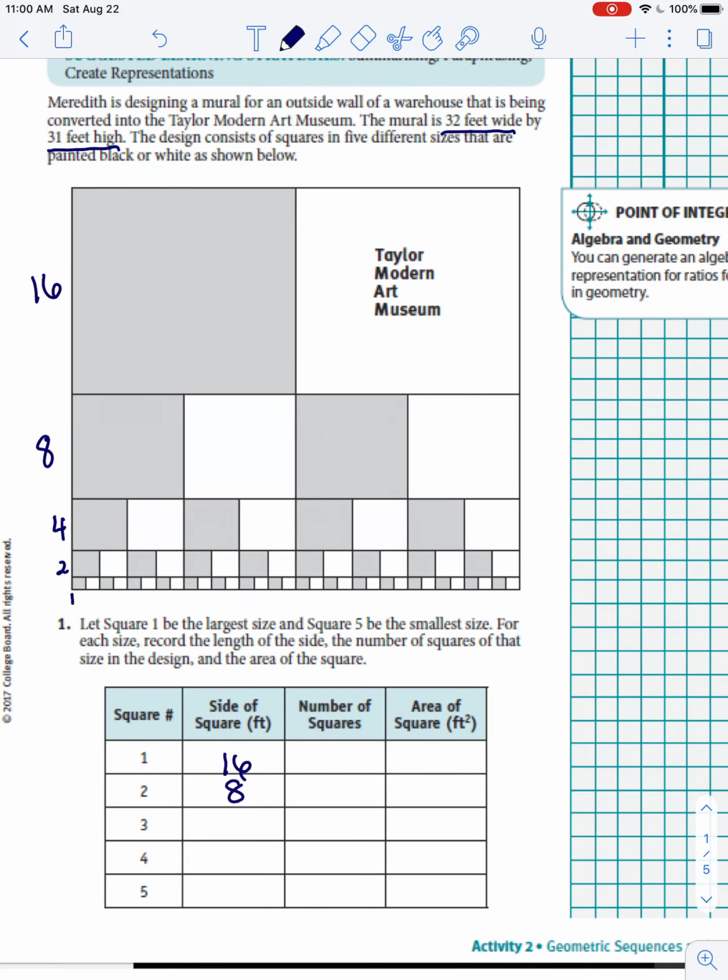Basically the side of square number 1 then would have to be 16. Square number 2 is going to be 8. Square number 3 is 4. And square number 4 is 2. Square number 5 is just 1.